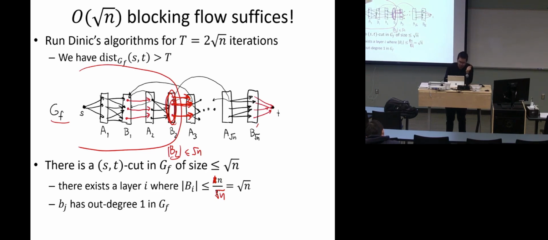And we don't count edges that go backward. We only count edges that go forward. And also the edges that go forward cannot skip layers. So I really can just count the number of edges between these layers. Okay. So any questions up to this point? There is a cut of size root n in the residual graph.